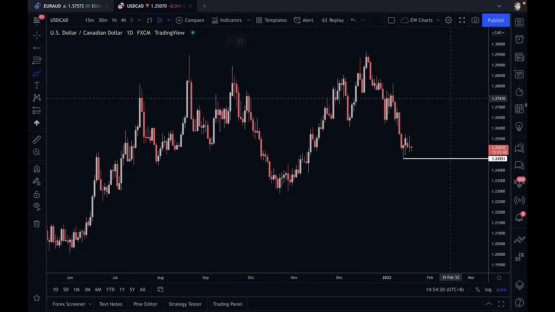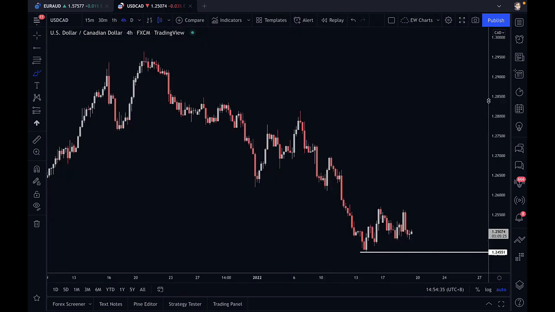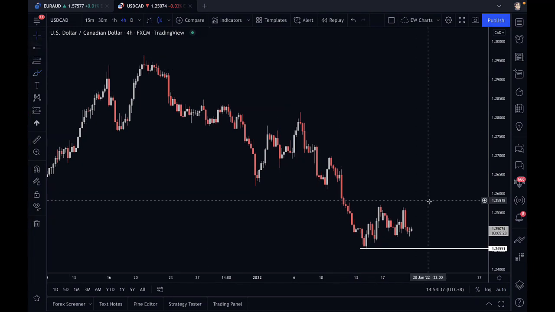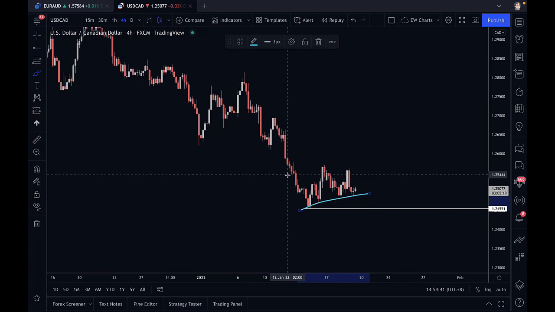What we have observed so far is that from this high, the market has been falling pretty impulsively, and just this week itself it had started to stall around this zone. If we go down to the lower time frame, on the 4-hour time frame, what we can see is that dollar Canadian seems to be developing as a flat pattern.